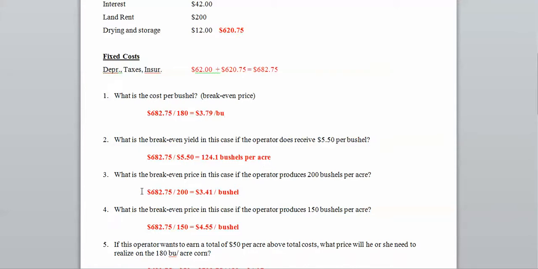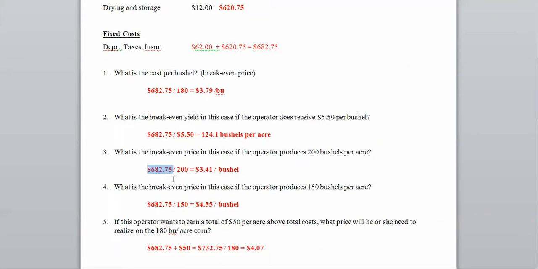Question 3, we're going to figure out what's our break-even price if we have a better yield at 200 bushels per acre. Well, it's the same cost, $682.75, but instead of dividing by 180 like problem 1, we're going to divide by 200 because of our increased production. Notice that our cost per bushel decreases. With the same cost, if we get more bushels per acre, our cost per bushel goes down.